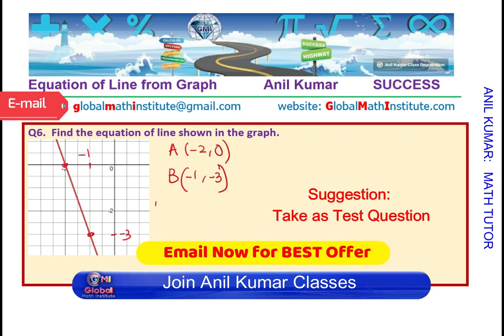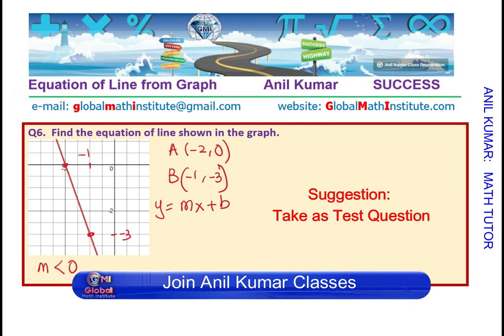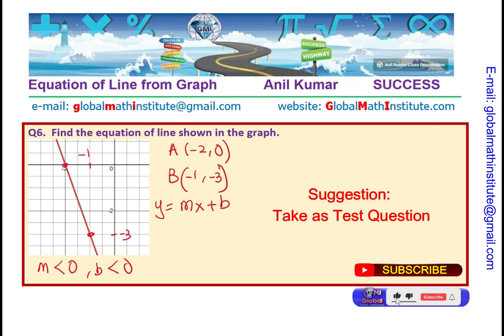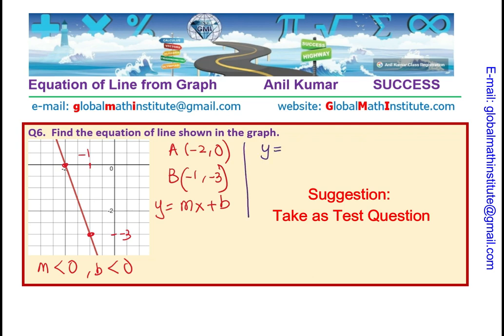So the idea is to write an equation in terms of y equals mx plus b. We know that m is less than 0, right? And we know that b is also less than 0, right? Okay, great. So let's find the slope first, right? So we get this y equals mx plus b.